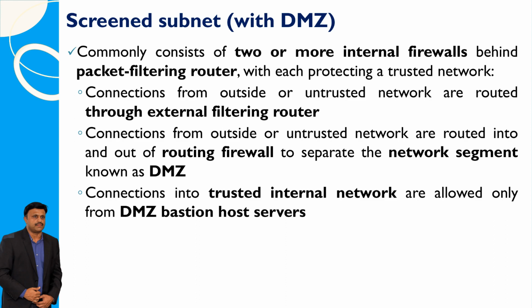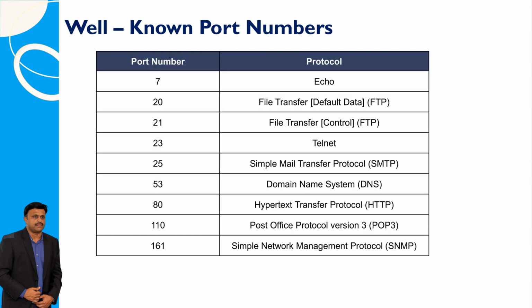Connections from external or untrusted networks are directed through an external filtering router. Additionally, connections from outside networks pass through a routing firewall to segregate the network segment designated as the DMZ. Access into the trusted internal network is restricted solely to DMZ bastion host servers. Well-known port numbers are standardized identifiers ranging from 0 to 1023 assigned to network services by IANA.